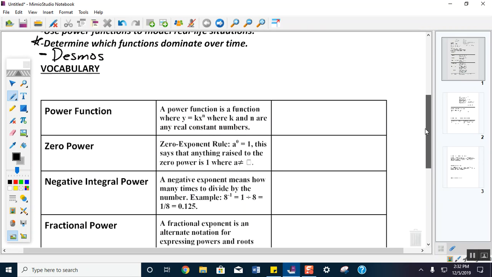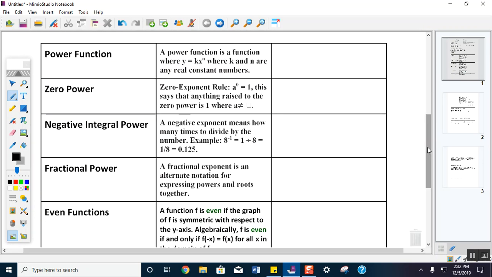Let's take care of our vocab first today. Power function. A power function is any function where y equals some constant k times x to the n, where k and n are any real constant numbers. An example might be y equals, I don't know, 2x to the 5th. Okay? That would be an example right there of a power function.